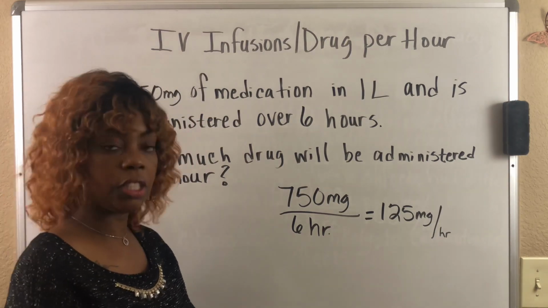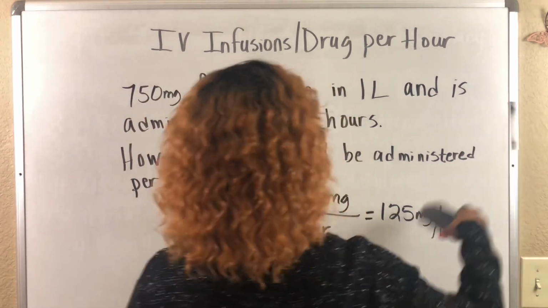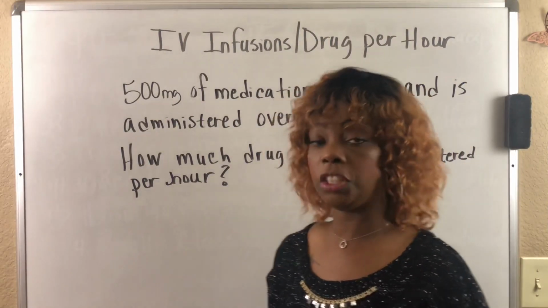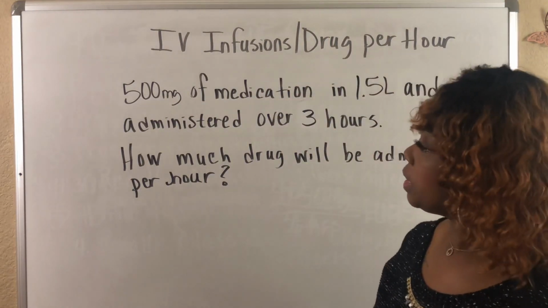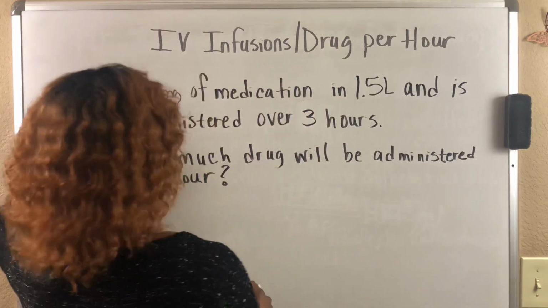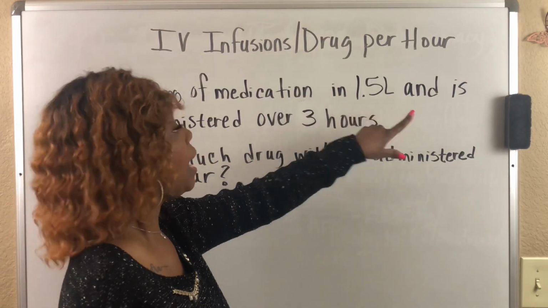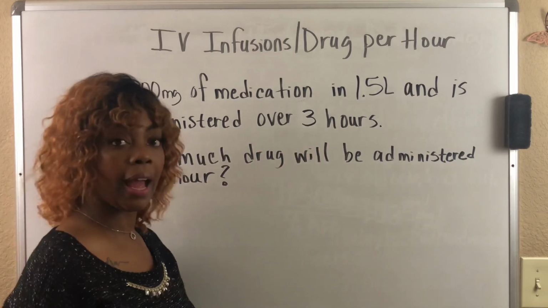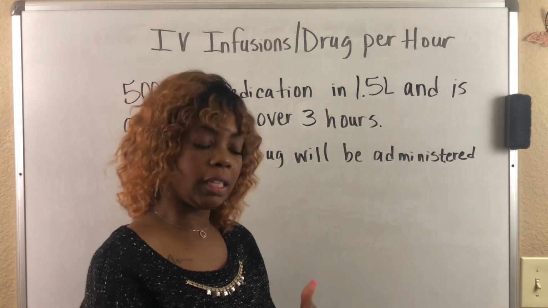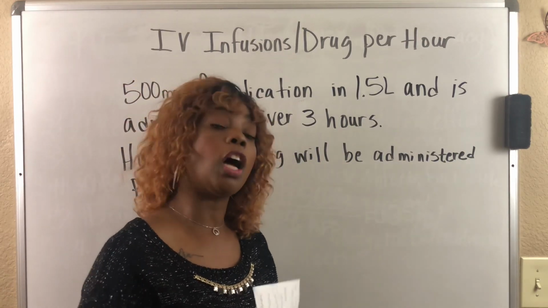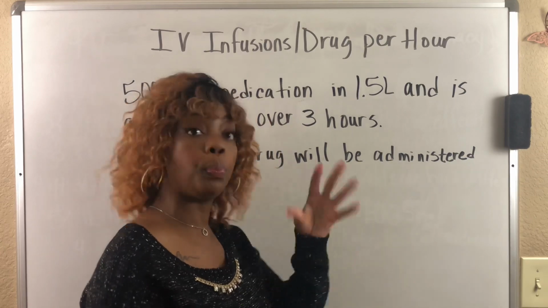So I'm just going to change this up a little bit. Okay, so I did change this one up a little. Now we have 500 milligrams of a medication in 1.5 liters, administered over 3 hours. So now you're kind of getting the rhythm of this and exactly what you need to do and exactly what you need to pull out.